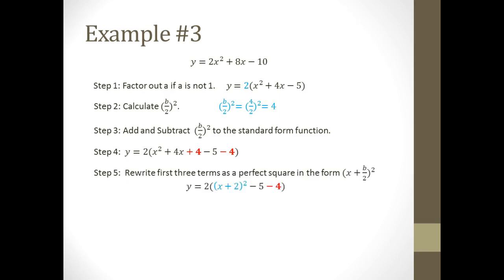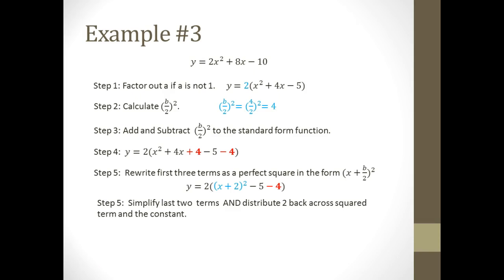Next, we're going to just go ahead and create our perfect square. Now, x squared plus 4x plus 4 is x plus 2 squared. So we write it in that form, x plus b over 2 squared. And b over 2 in this case would be 2. So we have x plus 2 squared, and we have those last two terms still hanging out there.